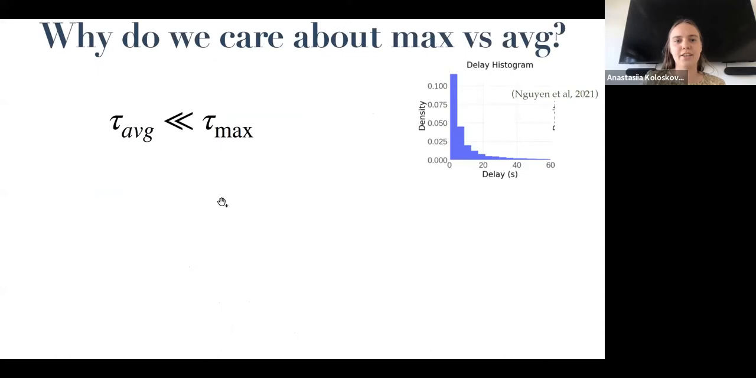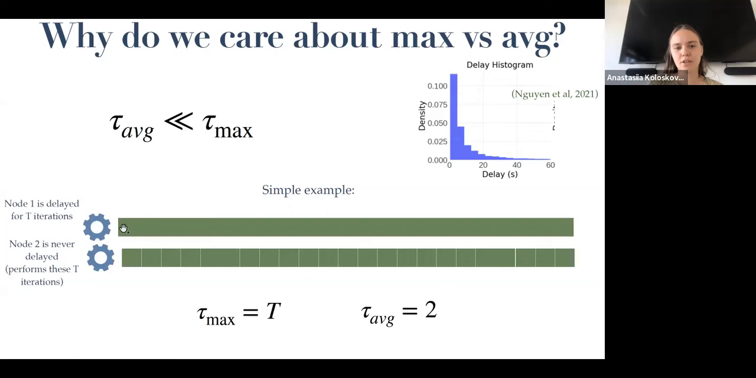So all of this is good, but why do we even care about the average and maximum delay? You could maybe infer it from this picture. In some cases, not in all cases, the average delay could be much smaller than the maximum delay. Let's consider the following example where we have two nodes and one node is never responding until the last iteration. So tau max is equal to t, and the second node is always responding and basically does all the iterations, so its delay is always one. The average delay would be equal to 2, because you have two nodes, as we had before.